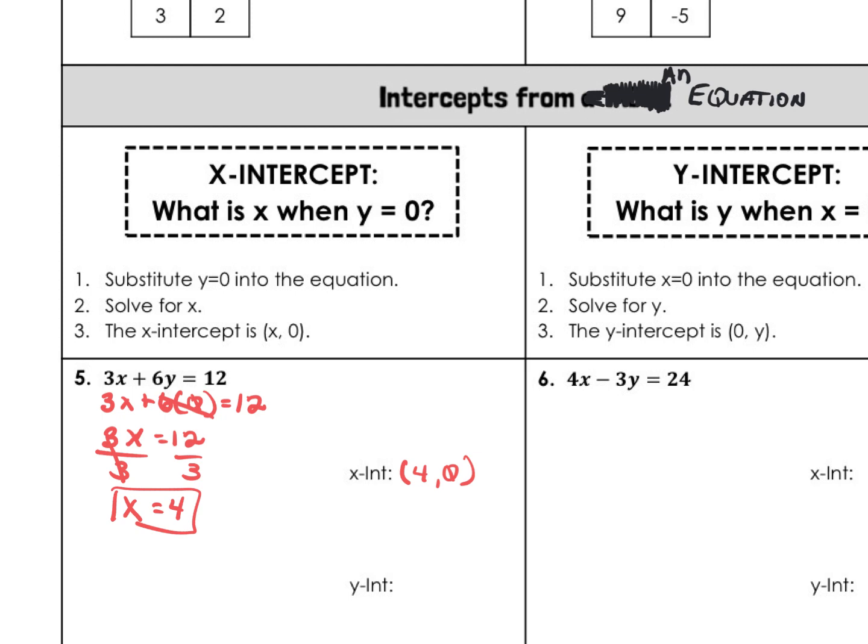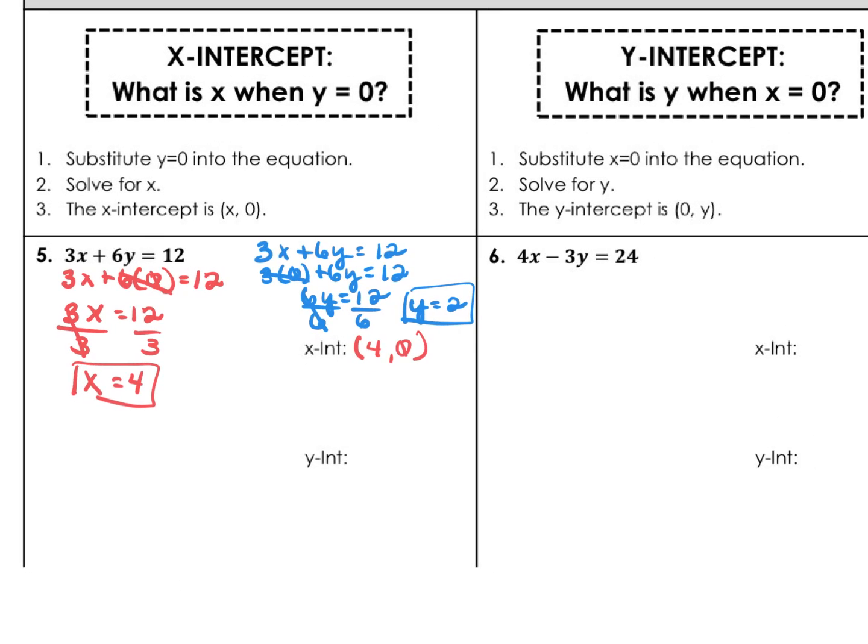Then we do the same to solve for the y-intercept. So it's 3x plus 6y equals 12. That's the original equation. We're going to substitute 0 for x. 3 times 0 is 0. That cancels out. 6y equals 12. Divide both sides by 6. y is equal to 2. So the y-intercept then is (0, 2).